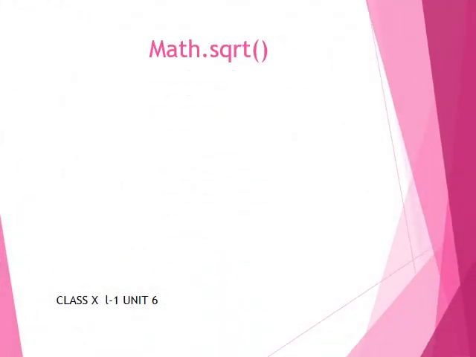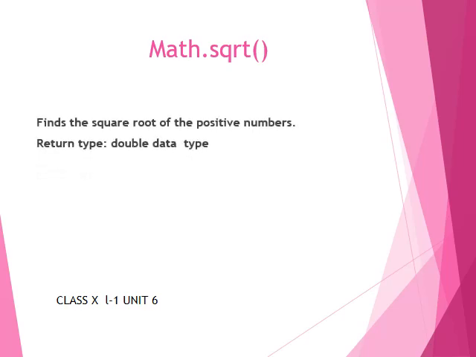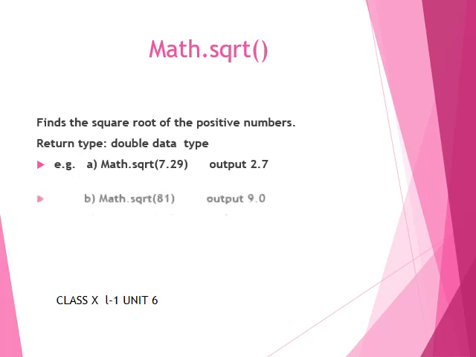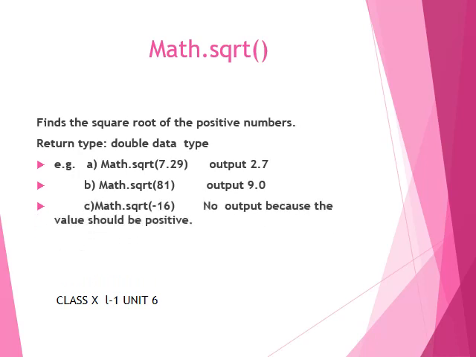The next function is Math.sqrt. It finds the square root of the positive number. Return type is double data type. For example, Math.sqrt(7.29), output is 2.7. Math.sqrt(81), output is 9.0. Math.sqrt(-16): no output is written here, as when we pass any negative number to Math.sqrt function, it will not give you any output, rather it will give you runtime error because we cannot pass negative value to sqrt function. We should always pass positive values to this function.